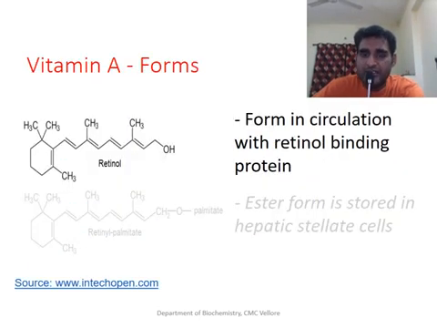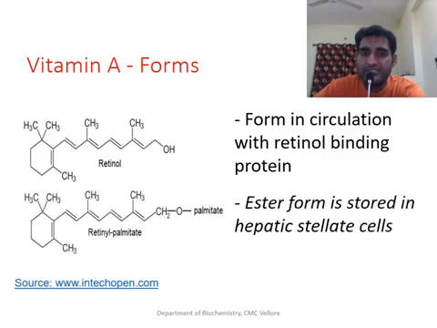There are three functional retinoids in the body and each has its distinct physiological role. Retinol, the alcohol form, is the major form of vitamin A in circulation and is carried by retinol binding protein. The ester form of retinol is stored in stellate cells of liver for future use.